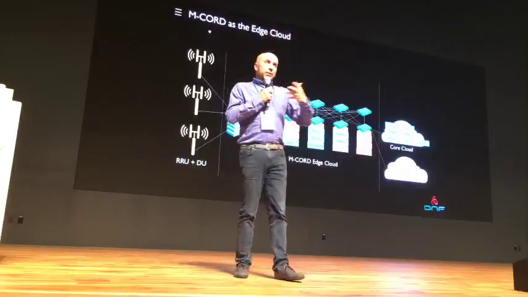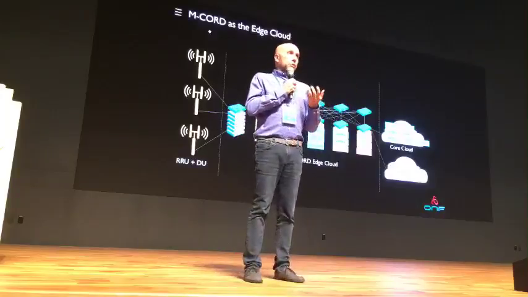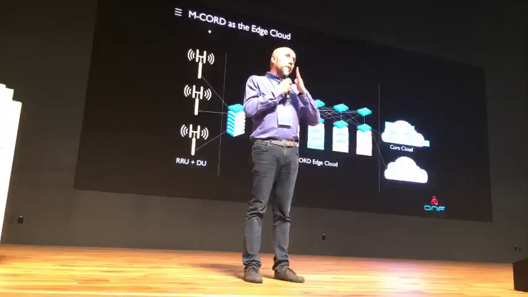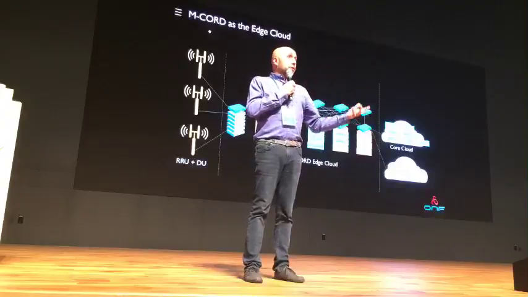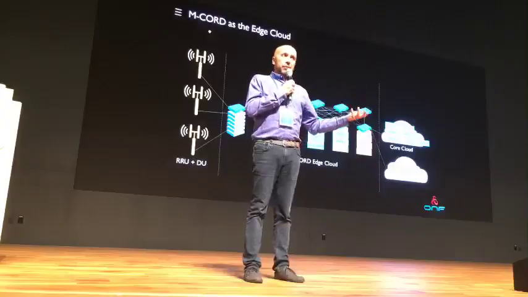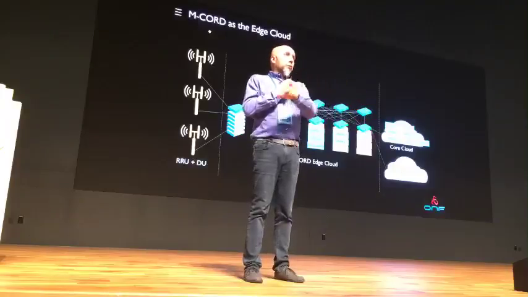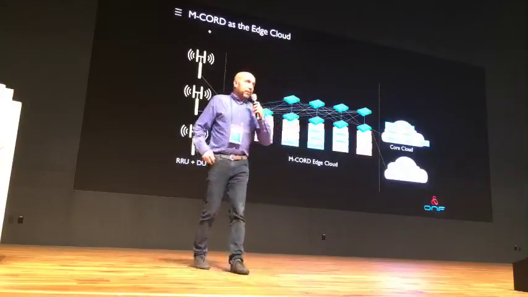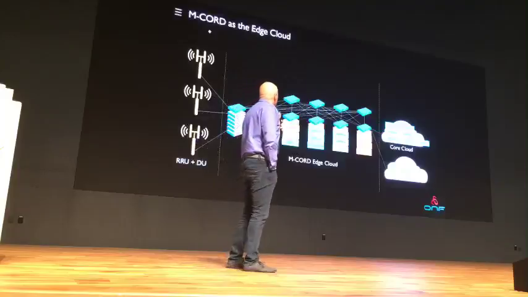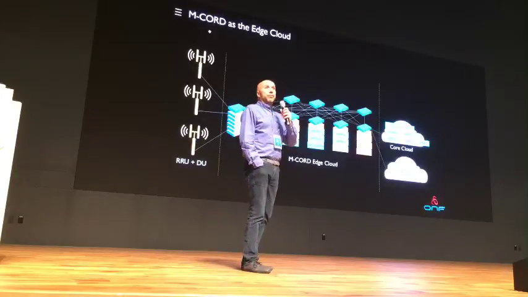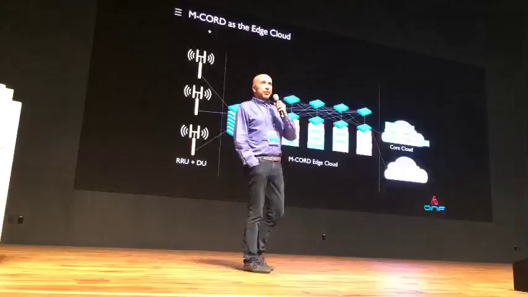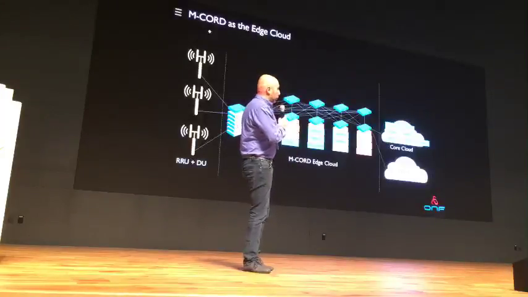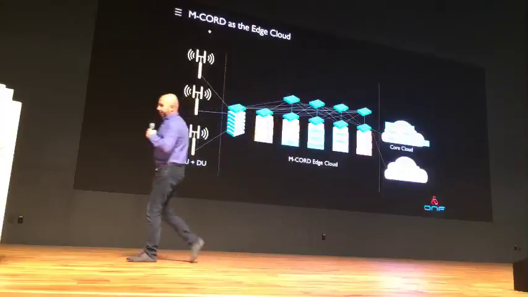And as far as the core EPC components are concerned, we virtualize all of it so that a service provider can programmatically choose to instantiate certain components, or all of it if they want to, at the edge, while keeping certain others at the core. And the edge cloud also becomes a host for multi-access edge computing services. And we also have the CORD head node control.